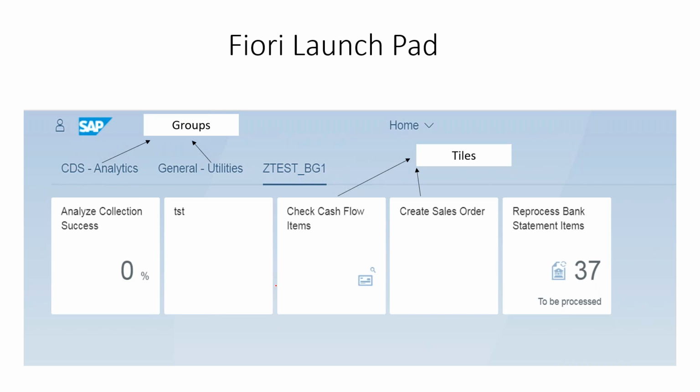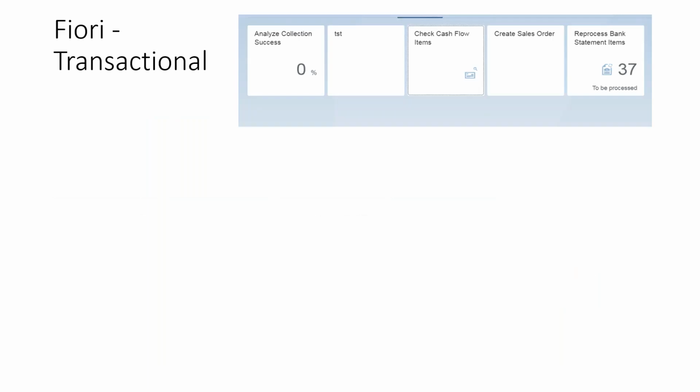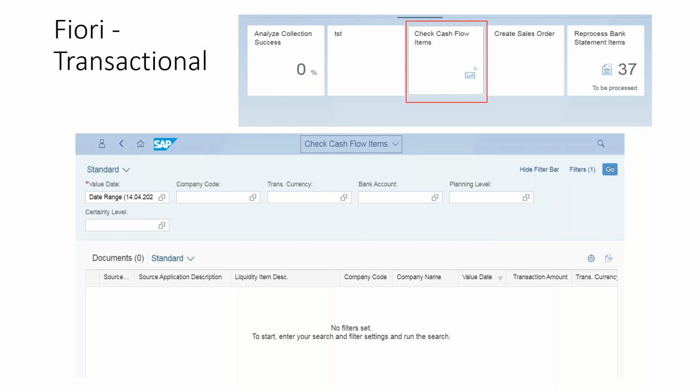Now, in this particular business group, as discussed, there are 5 apps. Let's understand what a Fiori transactional app is. Let's now click on an app, Check Cash Flow Items. When an end user clicks on this particular app, he will have the corresponding screen associated with it, in which he can perform the actions assigned to him.